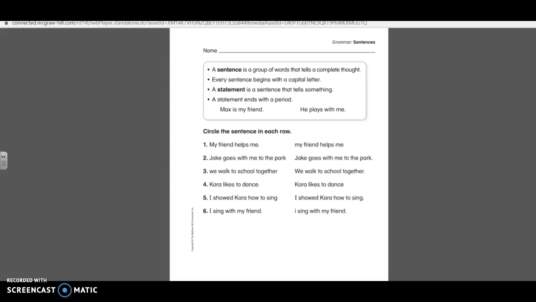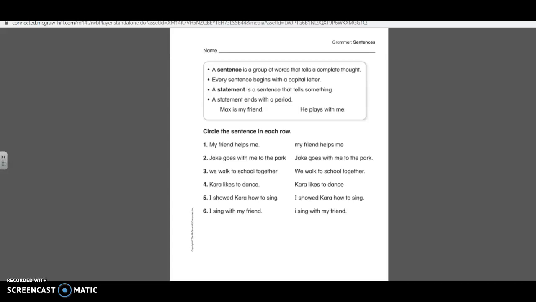And a sentence, if it's not a question or saying something very excited, yes, it would have a period at the end. Okay? What else does a sentence need to have, besides the end mark? Another thing, every sentence needs to have a capital letter. Okay, so this says every sentence begins with a capital letter.